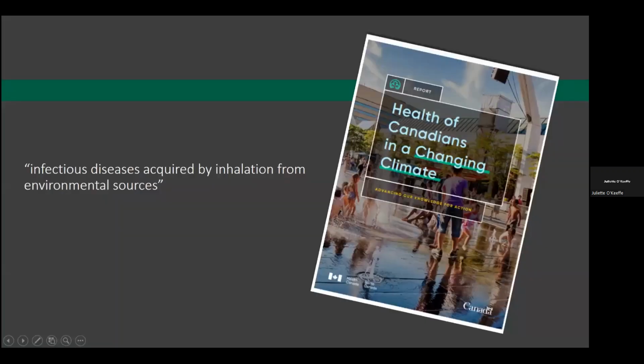There we go. One of the areas that we've been looking at is, of course, the Health of Canadians in a Changing Climate report that was issued this year by Health Canada. We looked at areas of environmental public health practice that might affect our key user groups. One of those areas is infectious diseases acquired by inhalation from environmental sources. The report highlighted some areas of importance, such as increases in Legionella, which could be associated with precipitation, changing temperature, how storms might impact exposure to bacteria and aerosolized particles, and changing ways that we interact with water.